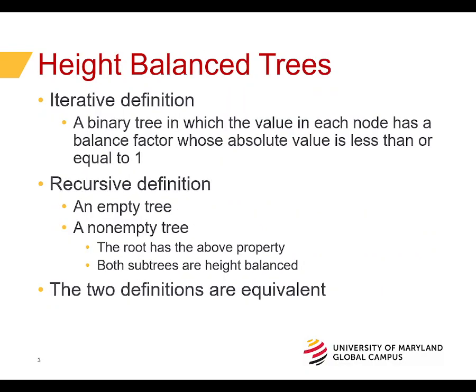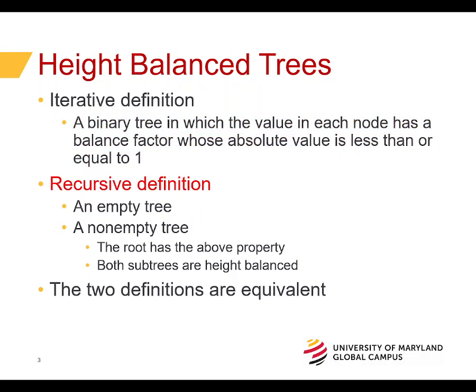Now we're ready to define what it means for a binary tree to be height balanced. As we did with binary search trees, we will provide both an iterative and recursive definition. First, the iterative definition. A balanced binary tree is a binary tree in which the value in each node has a balance factor whose absolute value is less than or equal to 1. Notice that if the height of the left subtree is greater than the right, the balance factor will be negative. But what is significant is its magnitude, not its sign.